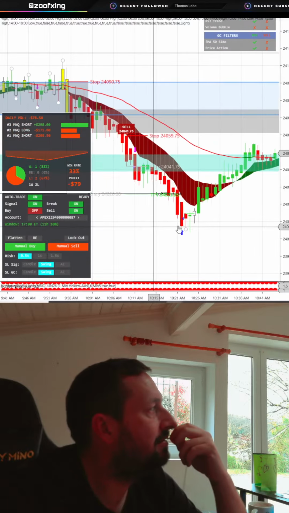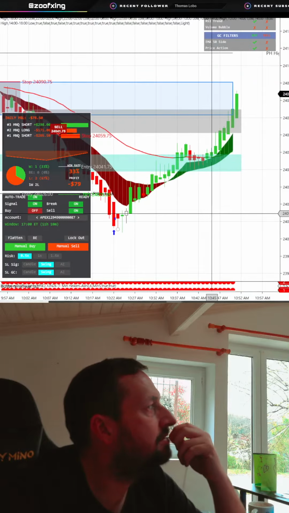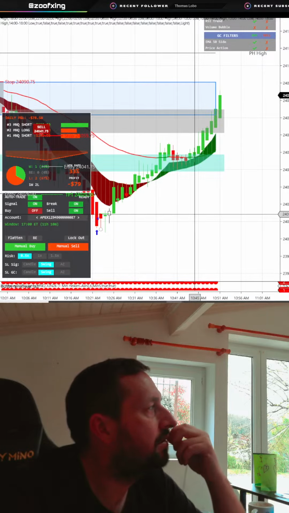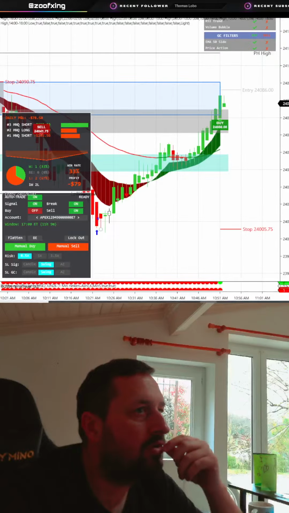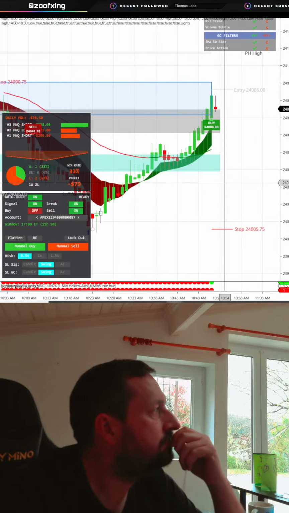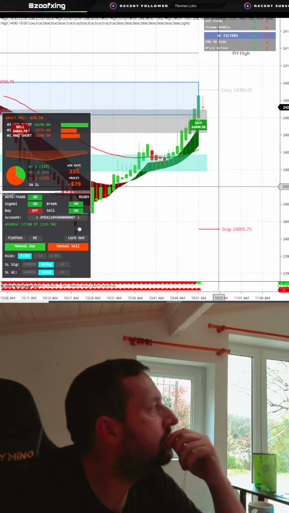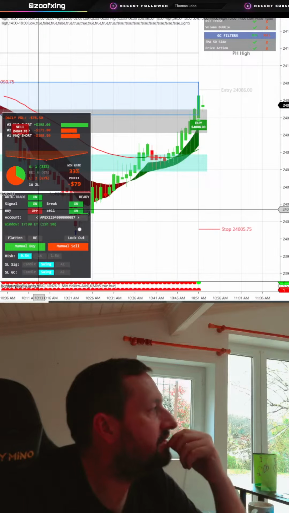Previous hour high. This is our current hour high. So we've taken the current hour high. That's a good sign. That's a good sign of an hourly reversal. Nice strong close. So buy signal. Hasn't triggered an entry because buys are off.